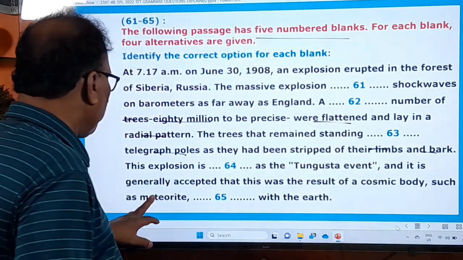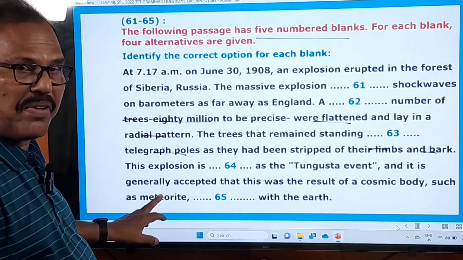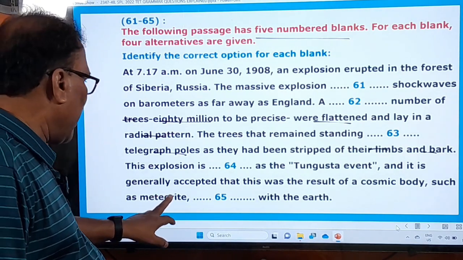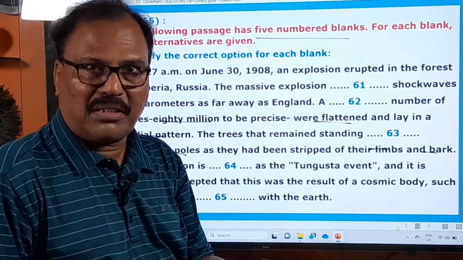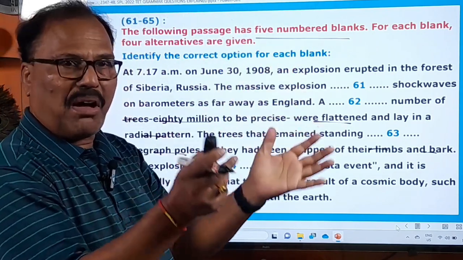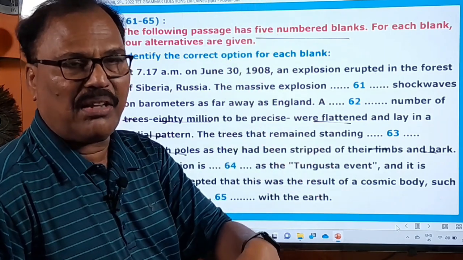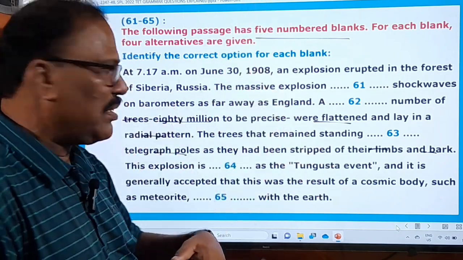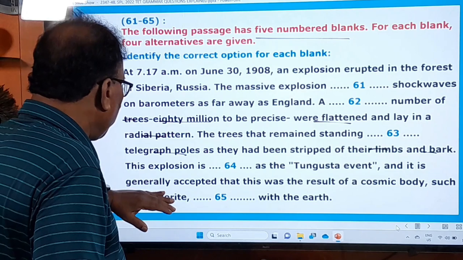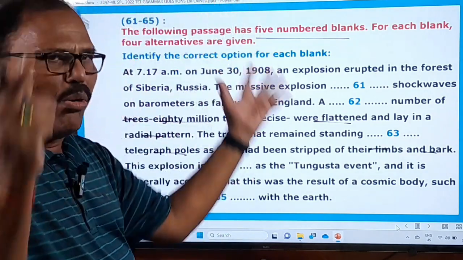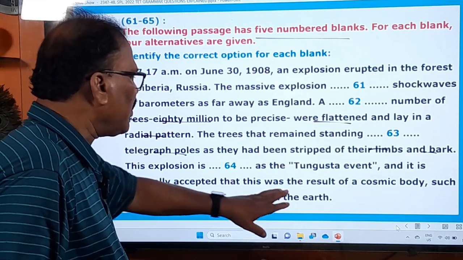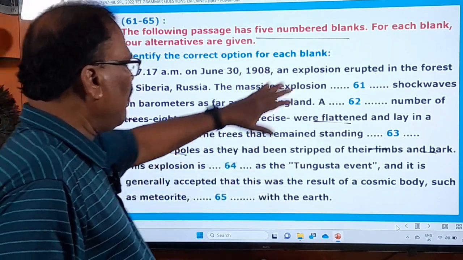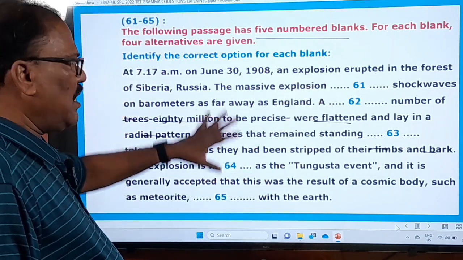Such as meteorite. In space, you find meteorites, planetoids, asteroids moving around the earth. Sometimes a piece of asteroid or planetoid might fall on the earth. Such as meteorite. Meteorite means a big boulder, a big, heavy rock. That is the dash with the earth. So here, five blanks are given in this passage.